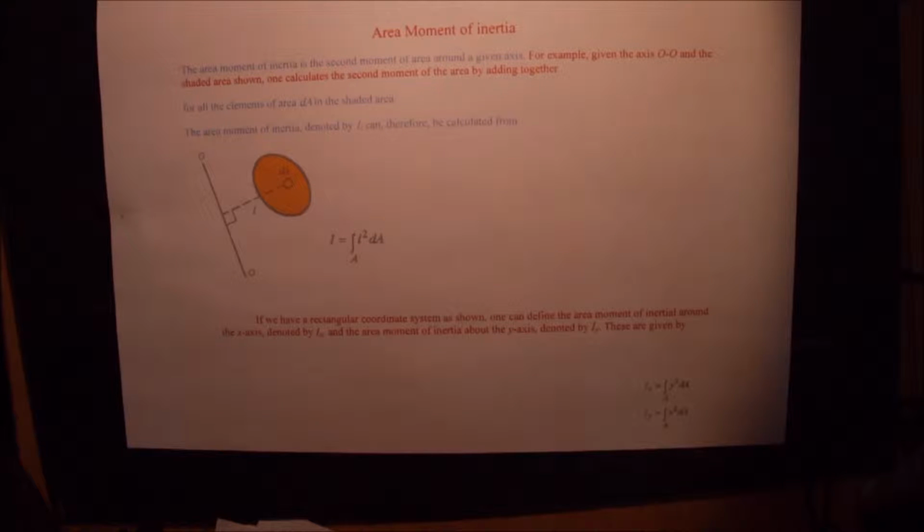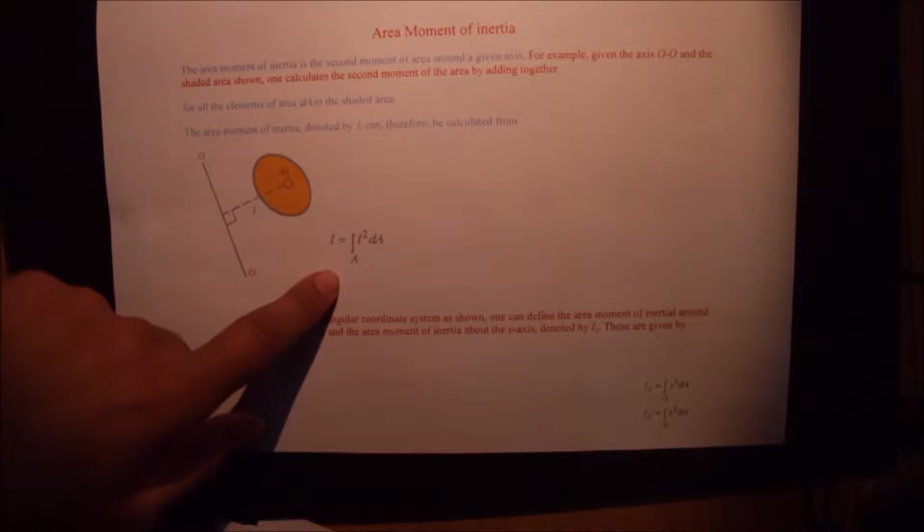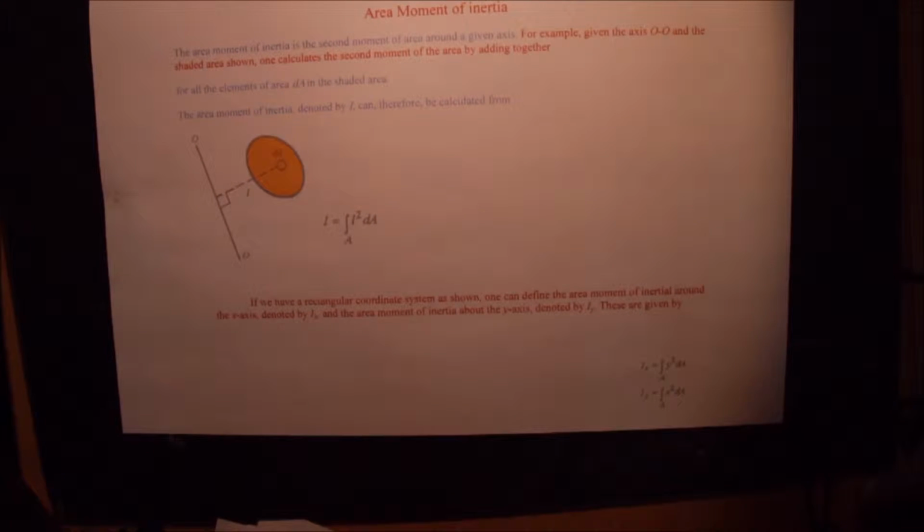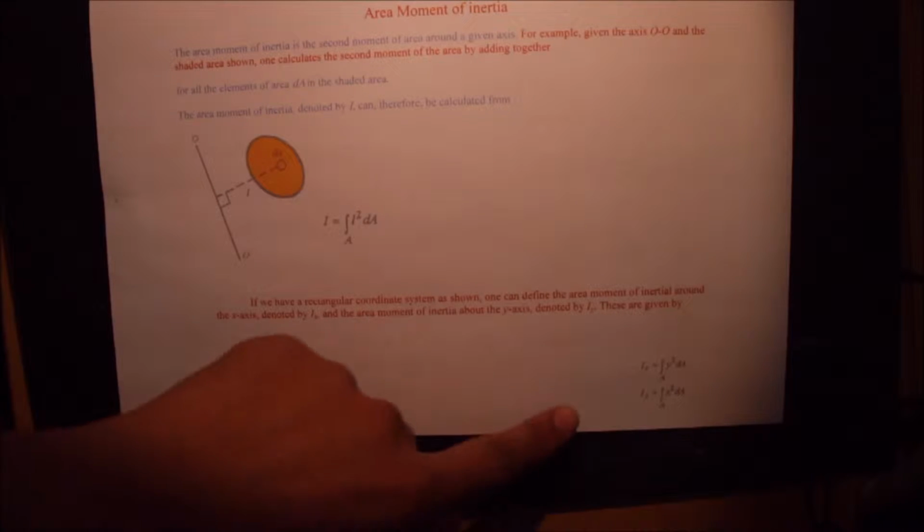It's the last chapter in the book. First, what is the area moment of inertia? The area moment of inertia is the second moment around a given axis. For all the elements dA in the shaded area, the area moment of inertia determined by I can therefore be calculated from this law. If we have a rectangular cross-sectional system as shown, we can define the area for the integral around x and y and the area moment of inertia by the given law.